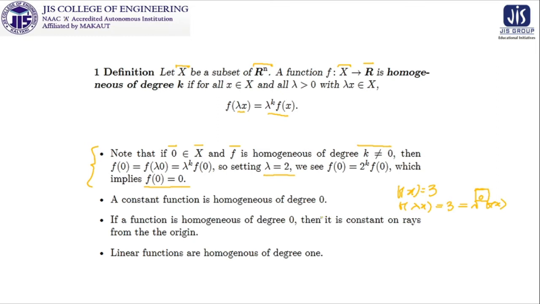Now in the next observation, if a function is homogeneous of degree 0, then it is constant on rays from the origin. On rays from the origin means you are going to get something like this. And finally, we are getting another piece of information, that linear functions are homogeneous of degree 1. Linear functions means you know that the degree of the independent variable is 1.